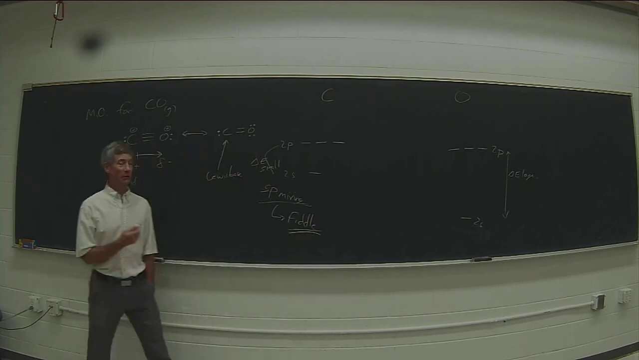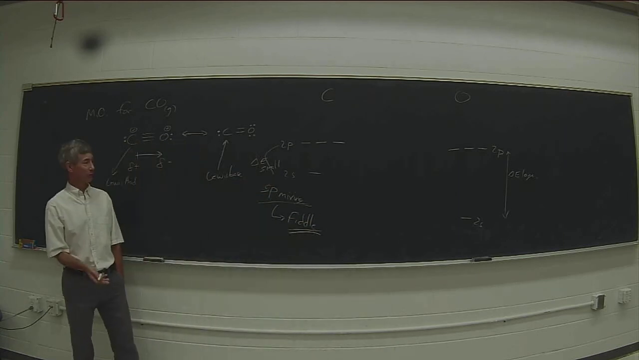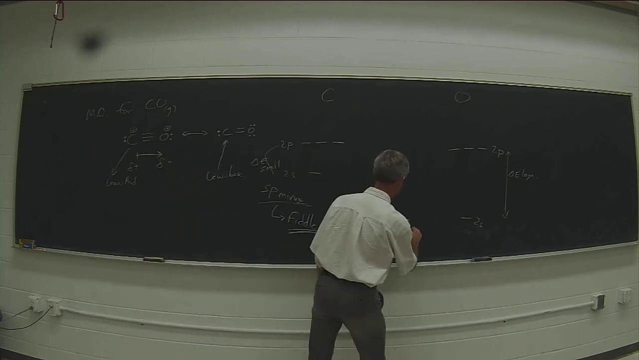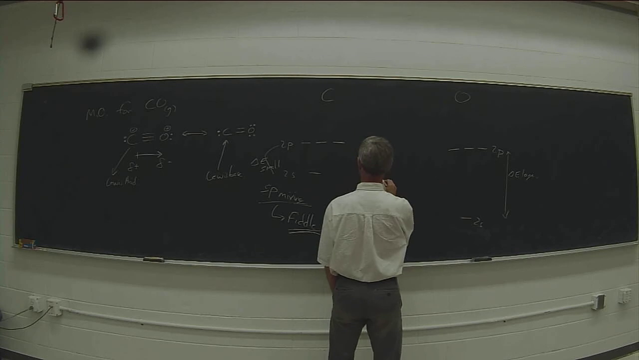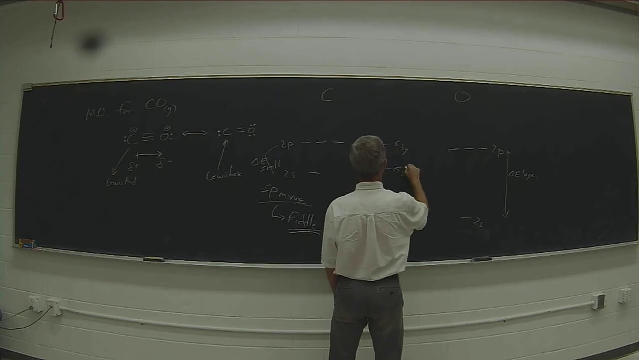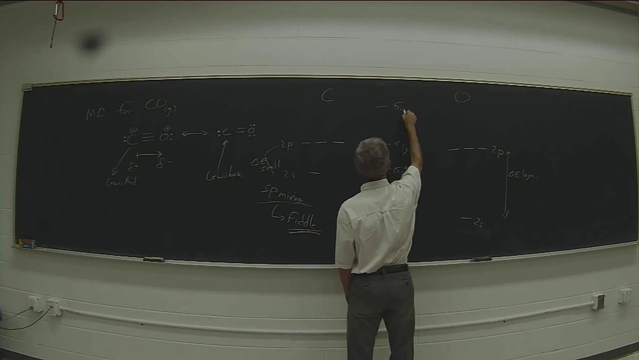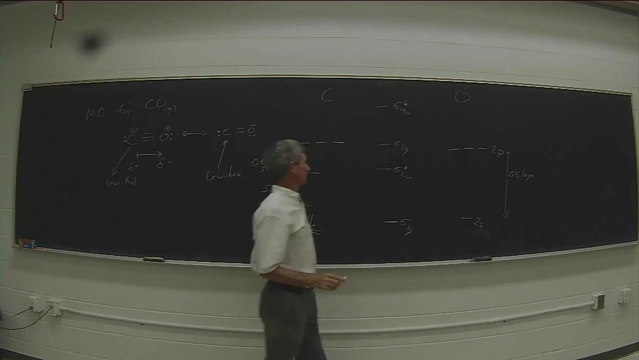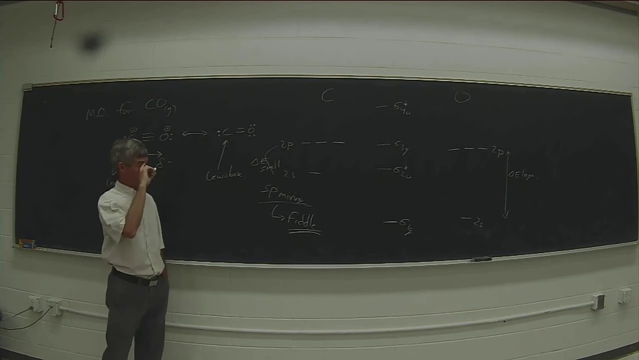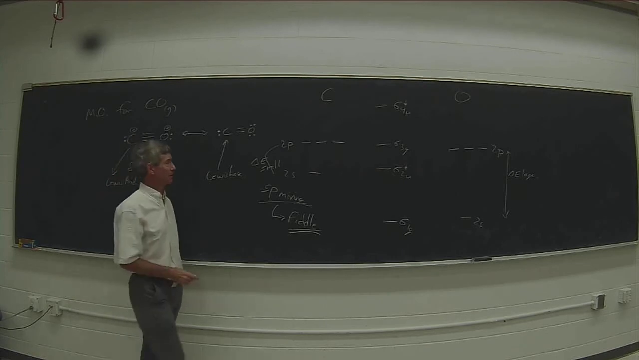we can predict that the overall orbital energy diagram will look like this. It will have sigma 1 pretty low, and it will have sigma 3 higher in energy than the pi orbitals.